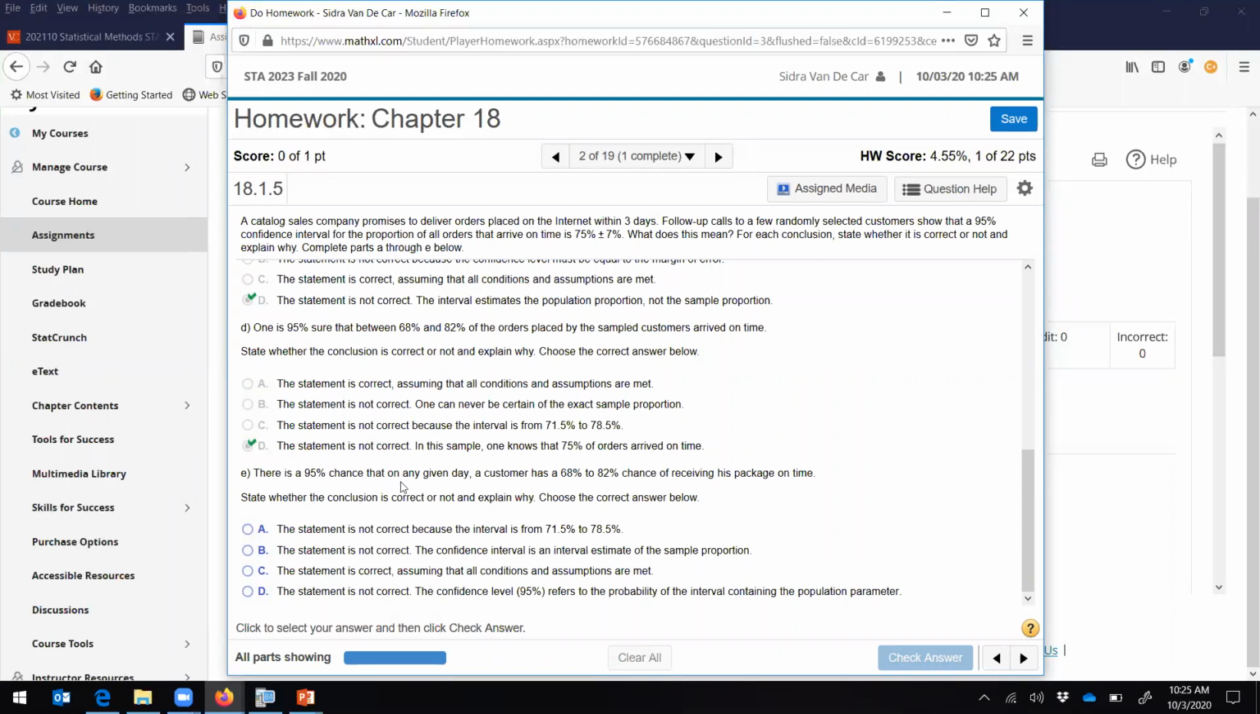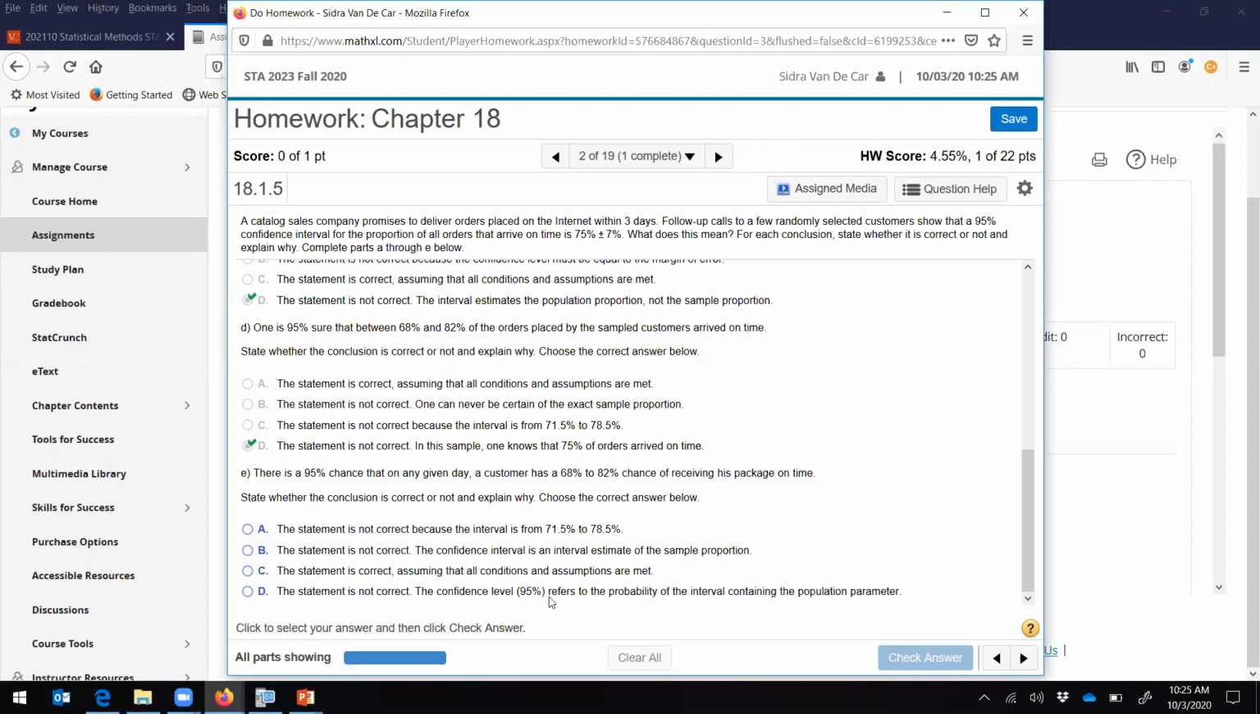There is a 95% chance that on any given day, a customer has a 68 to 82% chance of receiving his package on time. The confidence interval is an interval estimate. Nope, it is not about the sample proportion. It's about the population proportion.